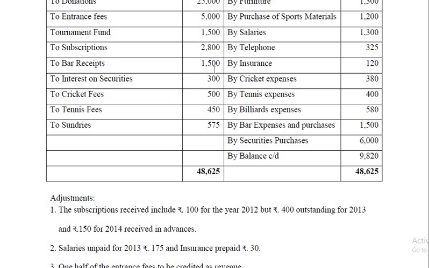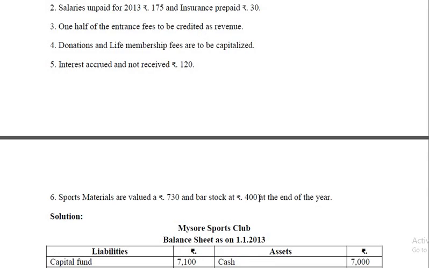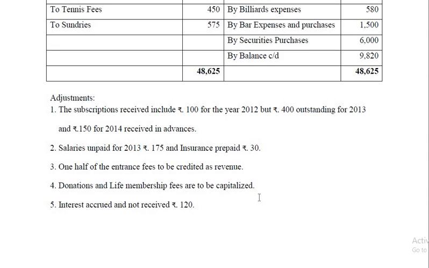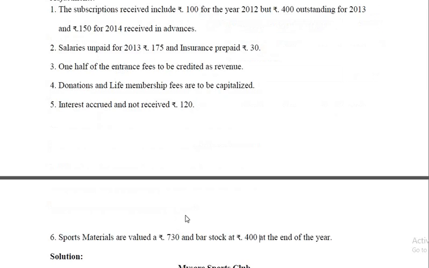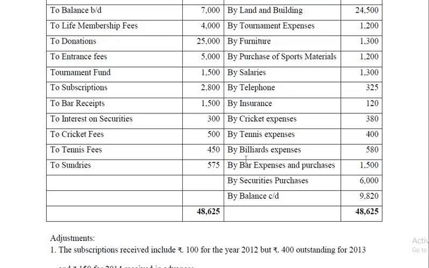Bar receipts will come to the income side of the income and expenditure account, whereas bar expenses and purchases will come to the expenditure side, but you have got closing stock of that. Therefore, bar expense and purchases 1,500 minus 400 rupees here, that is 1,100 are to be debited to income and expenditure account net value. And in the closing balance sheet, both these will come to the asset side, sports materials as well as bar stock. Alright, I have explained the adjustments.